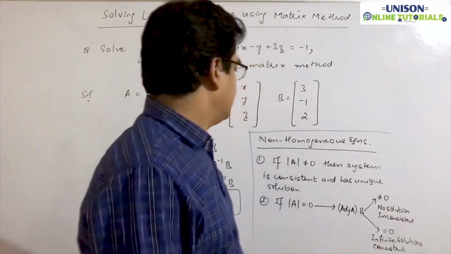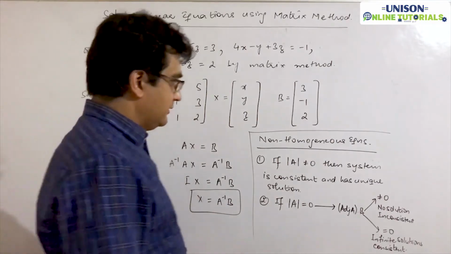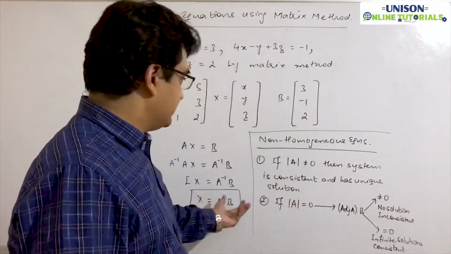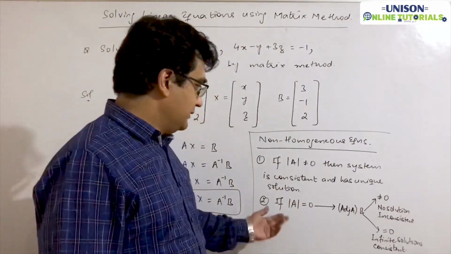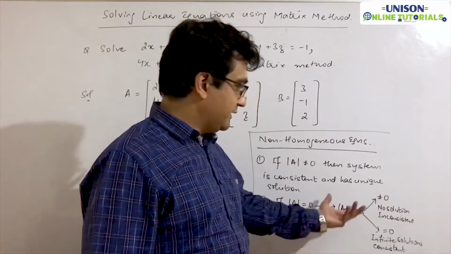So if determinant A is not equal to 0, the system is consistent and we can directly find the values of x, y, z by using this formula, x is equal to A inverse B. But if determinant A is 0, then we have to calculate the value of adjoint A into B.